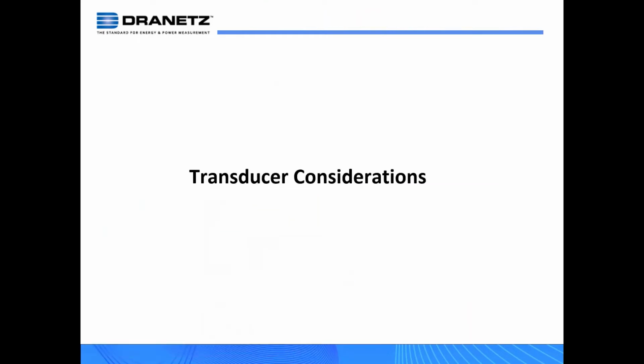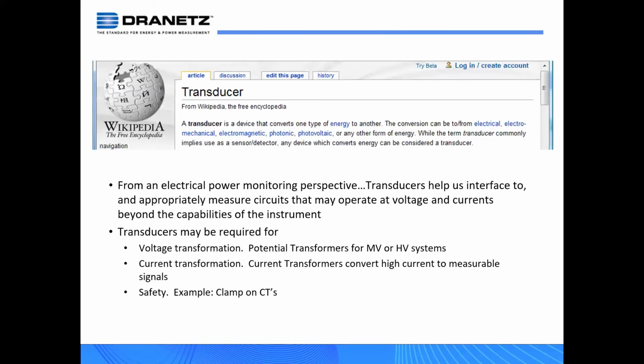Let's talk about some transducer considerations. Ross touched a little bit on it earlier. The definition of a transducer, and the way it applies to power monitoring, comes down to your PTs, potential transformers, and CTs, current transformers. So in the power monitoring world, it really comes down to basically PTs and CTs.